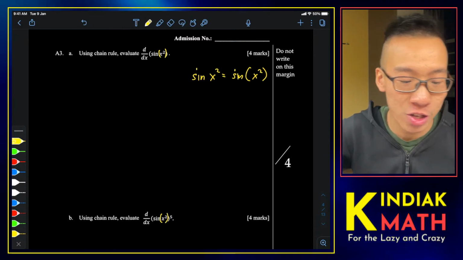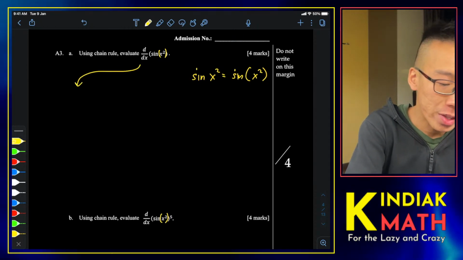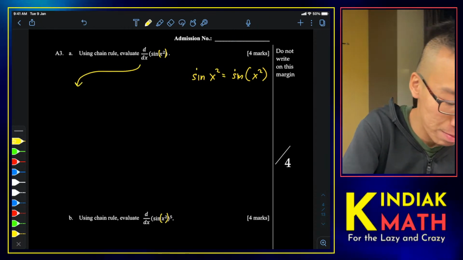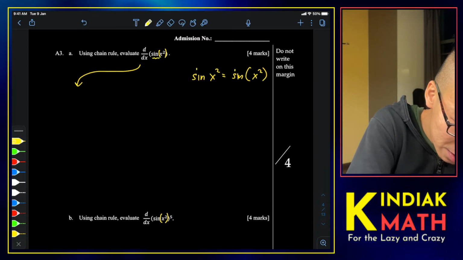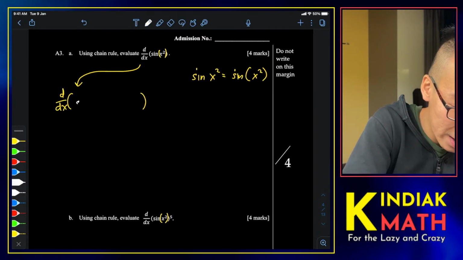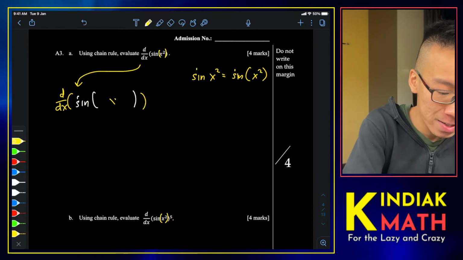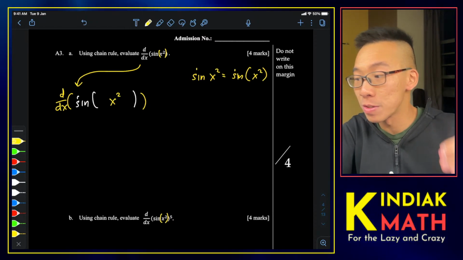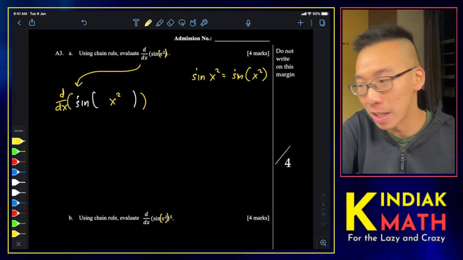So let's differentiate using the chain rule. Now, how do we differentiate this guy using the chain rule? Well, there are 2 layers to this expression. Let's write it this way. There is the sine layer, and then there is the x squared layer, which means we need to differentiate it layer by layer.